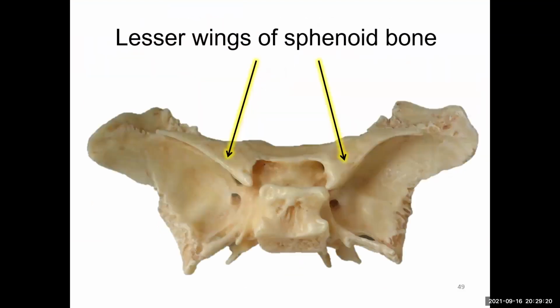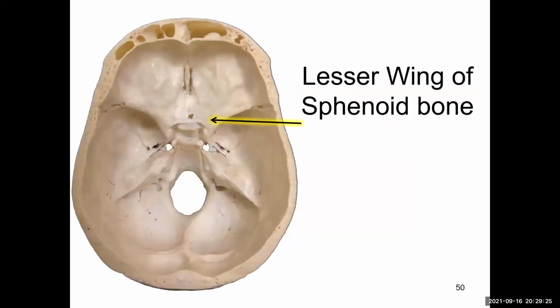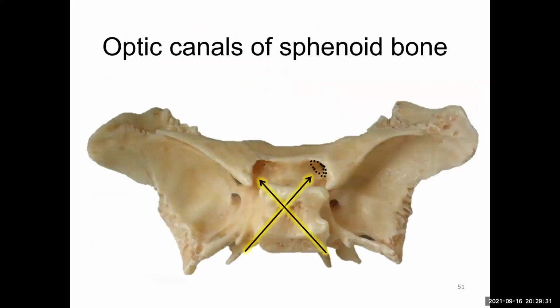Here it is in this model. Okay, and then you can see it here. Those are the lesser wings. Those are the three ways that we could show you the greater and lesser wings of the sphenoid bone. And you can see where the optic canals are because we're right there near the Sella turcica.